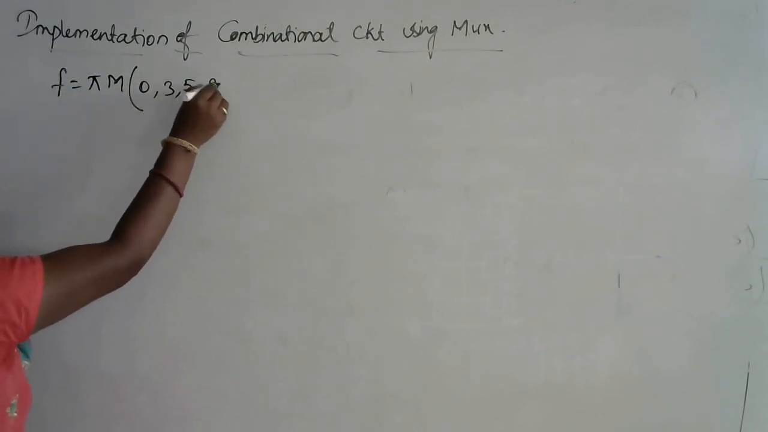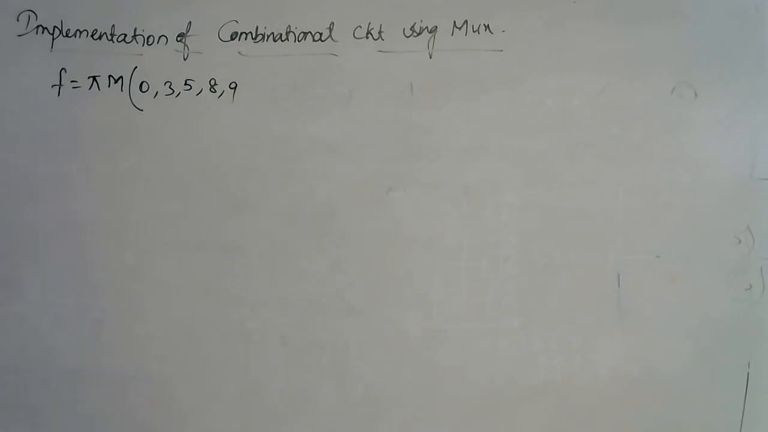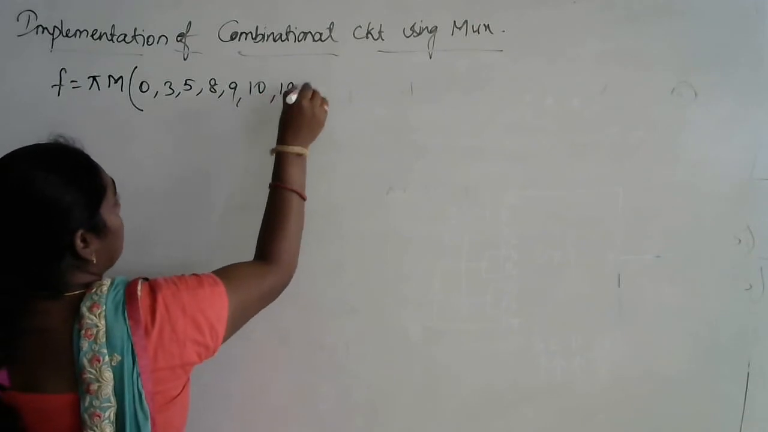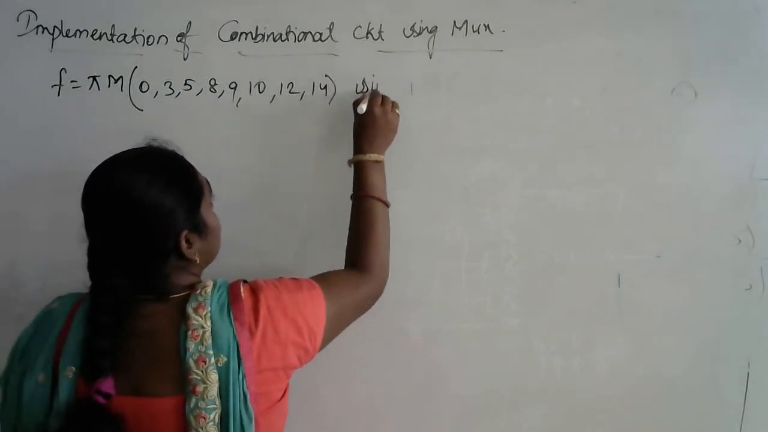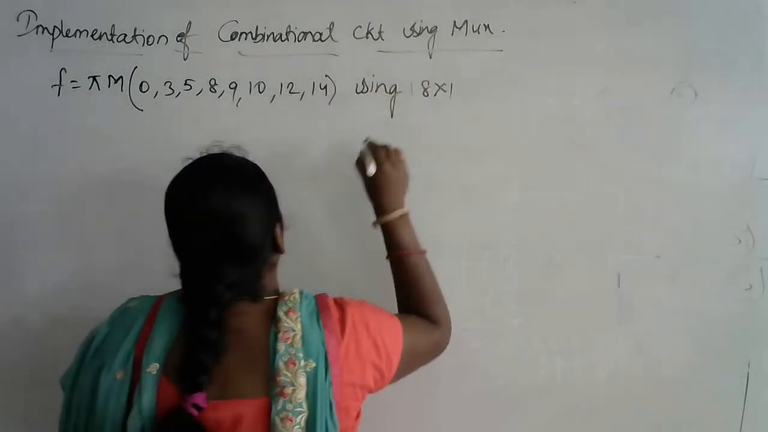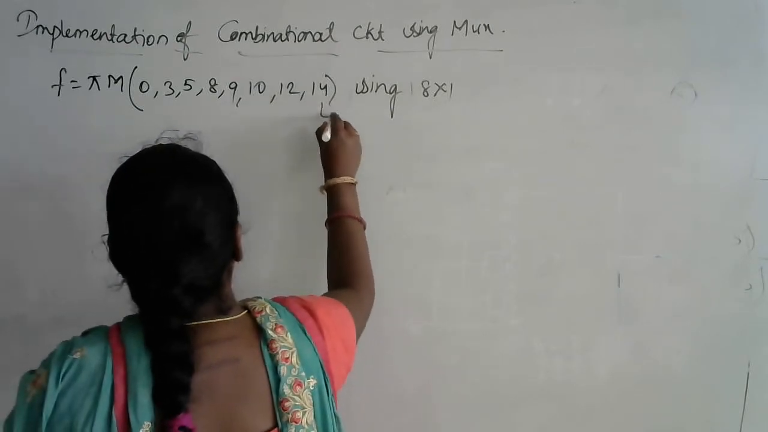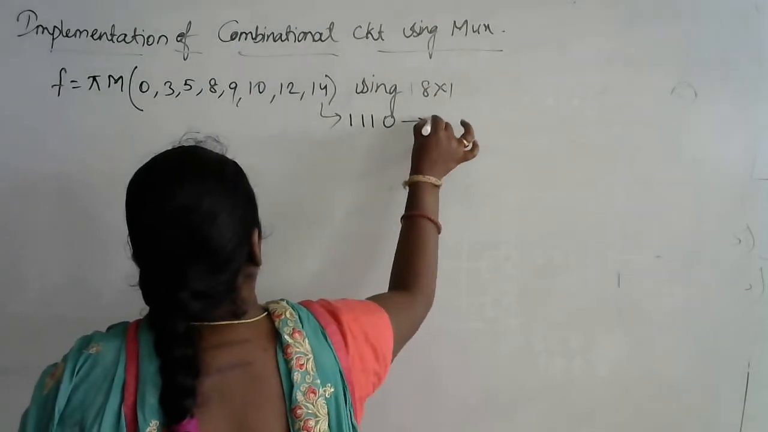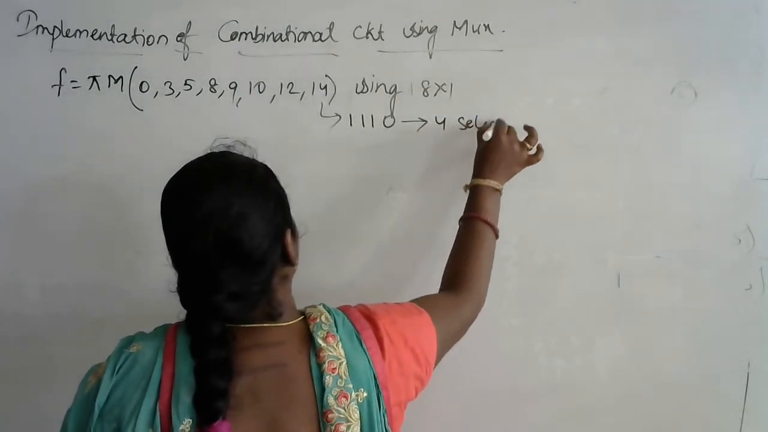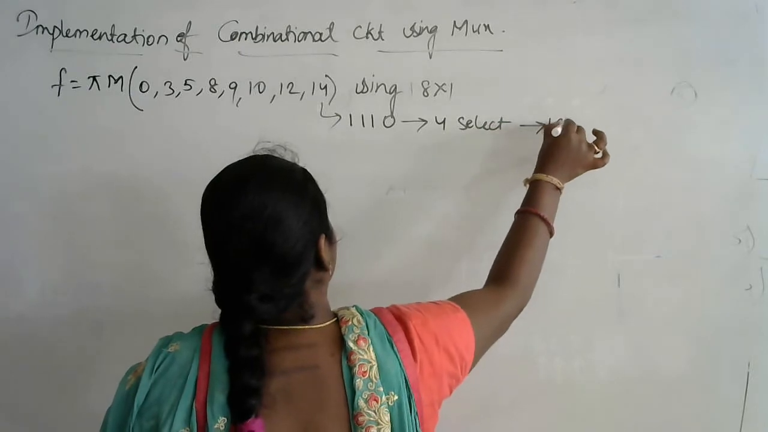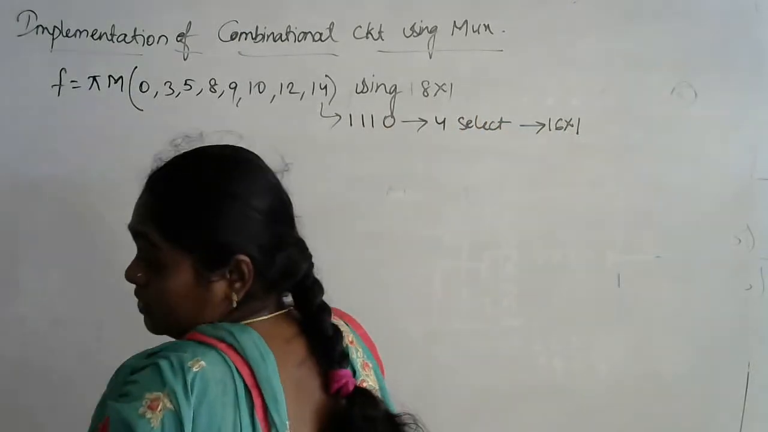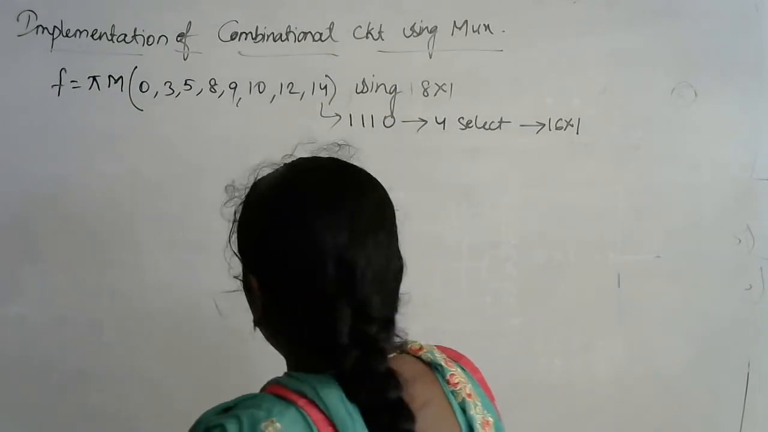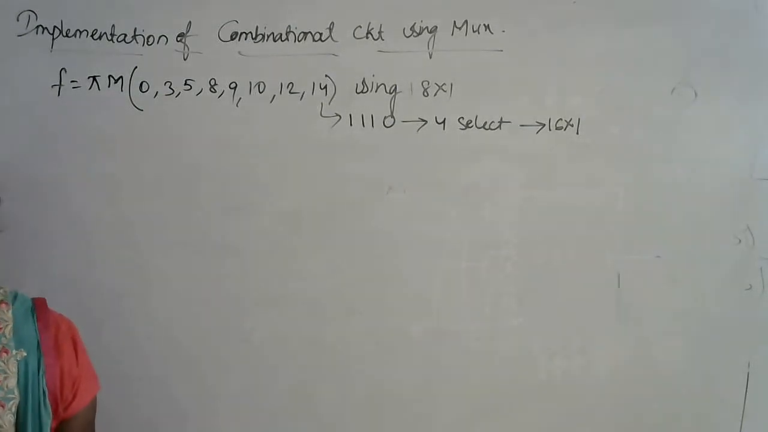5, 8, 9, 10, 12, 14 using 8 by 1. So the highest number is 14. 14 equivalent is 1110. So here I require how many select lines? 4 select lines. It itself indicates the size should be 16 by 1. But the given is only 8 by 1. So we need to take one of the select lines as the input.